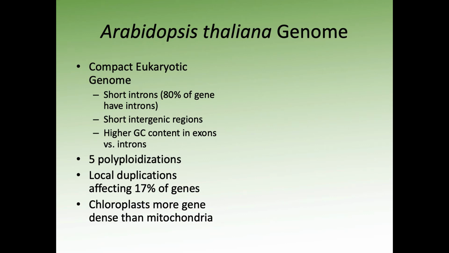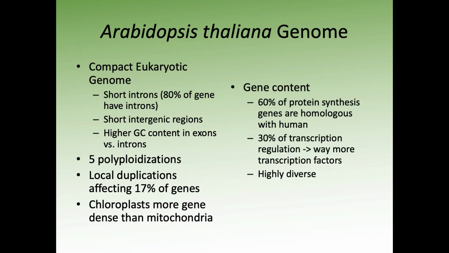Another common thing that we see in this genome, and we see in many plant genomes, is the chloroplasts seem a lot more gene dense than the mitochondria. If we think about this as an outgroup to our animal organisms, or our other branch of the tree, one of the things that's really interesting about Arabidopsis thaliana is that about 60% of its protein synthesis genes are homologous with those found in human. So there is actually a lot of stuff shared between eukaryotes in terms of gene sets.